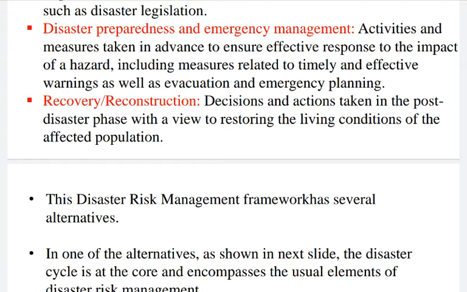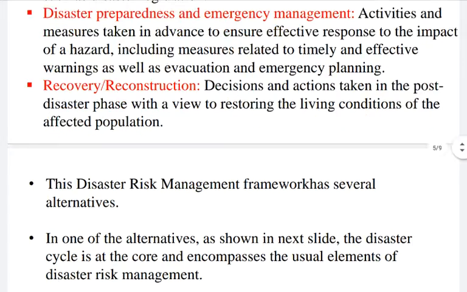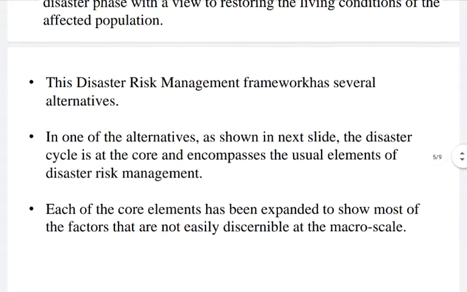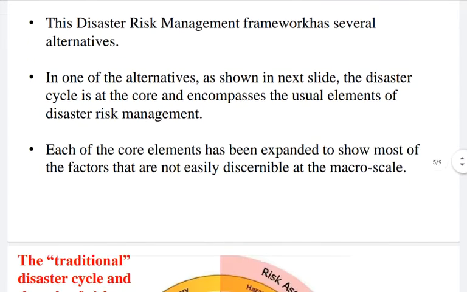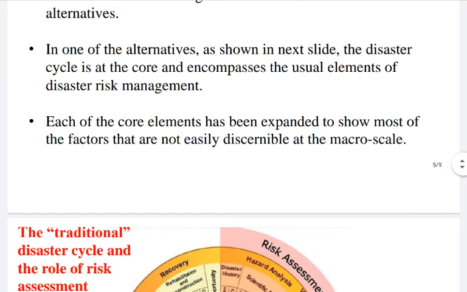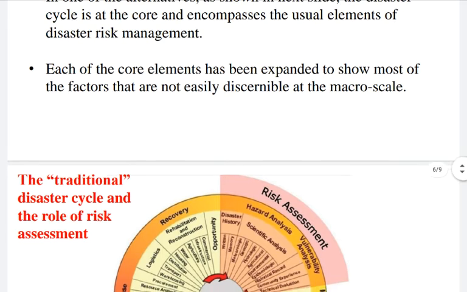So that is also very already told in the first module. A disaster risk management framework has several alternatives. One of the alternatives is shown in the next element, that is, the disaster cycle is at the core and encompasses the usual elements of disaster risk management. Each of the core elements has been expanded to show most of the factors that are not easily discernible at the macro scale.